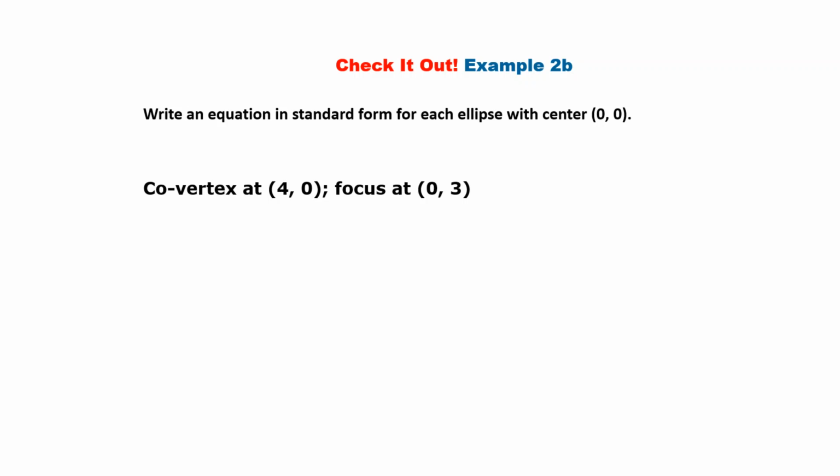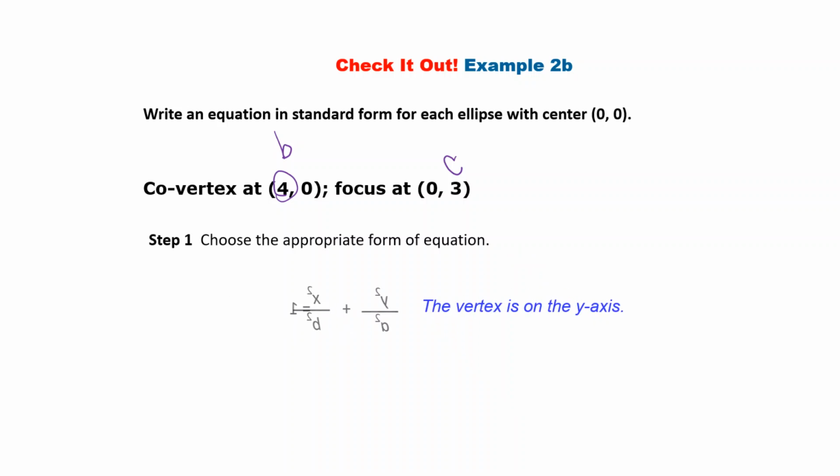Okay, so again, I hope you noticed that the covertex tells us the minor axis. So that means the 4 is going to be our b. We don't have an a, a major axis, but we do have our focus, so that gives us our c. Let's choose the appropriate form. The vertex is on the y-axis, so we're going to use y squared over a squared plus x squared over b squared equals 1.